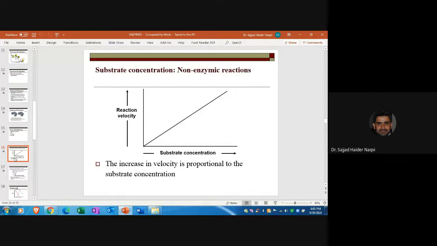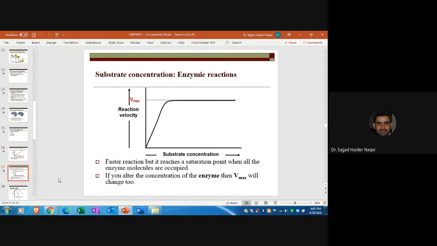This kind of graph that is in front of you, you might have seen in general chemistry lab. When you are doing the reactions in chemistry lab, it is normally seen that if you increase the reactant concentration, then there will be more product formation and more reaction speed. This is the general law when it comes to an ordinary chemical reaction we are doing in the lab. But when it comes to the reaction in the presence of enzymes, there is a little difference. The difference is, like you can see, with the increase of the substrate concentration, the reaction velocity is also increasing.